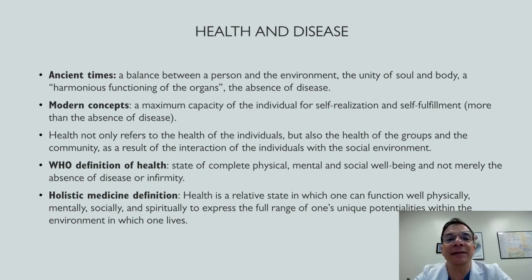One of them says that health is a maximum, an optimal capacity of the individual for self-realization, self-fulfillment. Now, it is more than the absence of disease. Okay, it not only refers to the health of individuals, but also to the health of the community. For example, someone may be free of disease, but if they have someone in their family with a disease, their health may be at risk. Okay, because maybe their work is at risk, maybe their mental health is at risk, and they may develop a disease in the future.